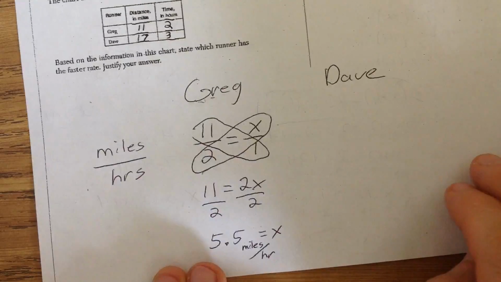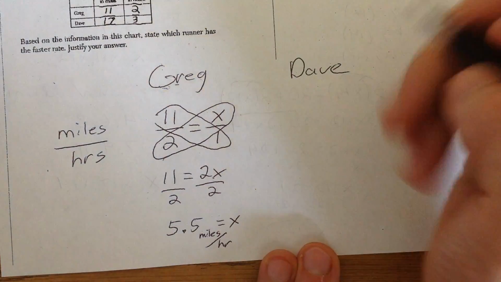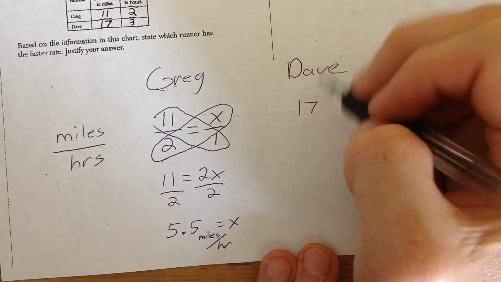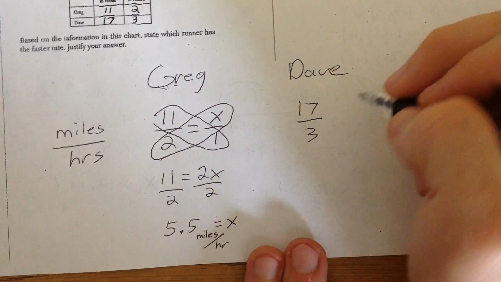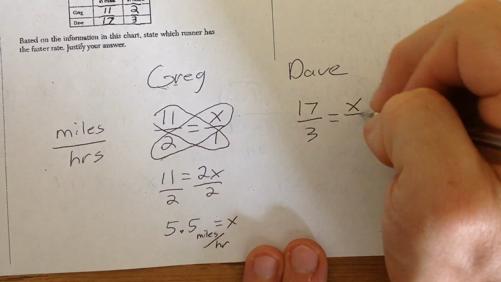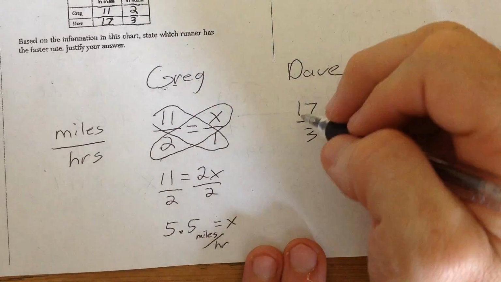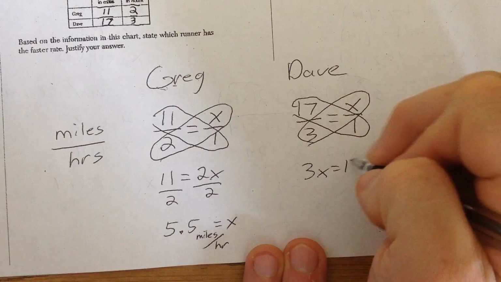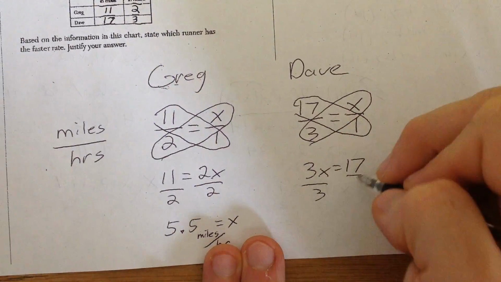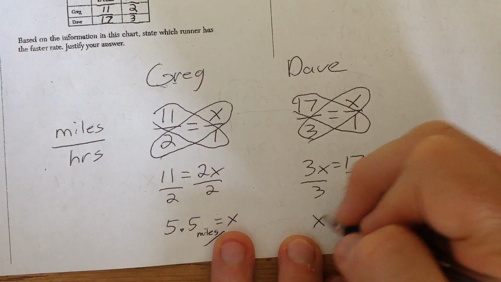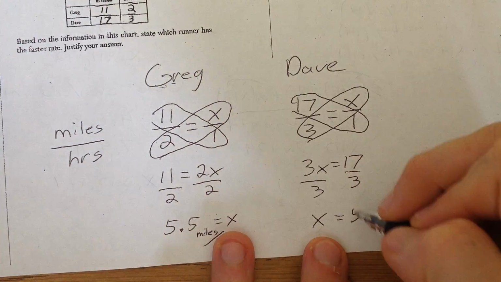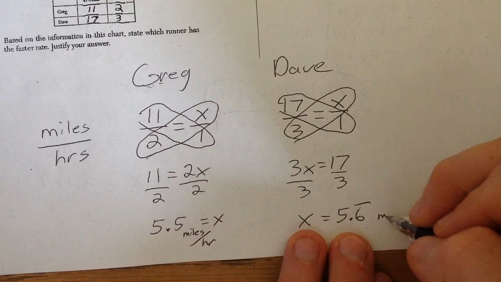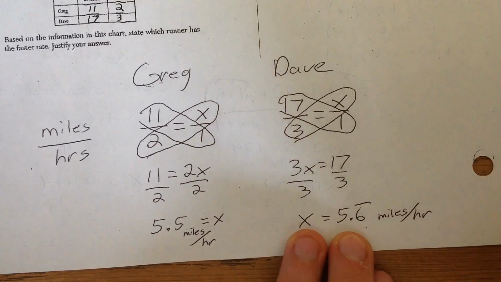All right, now let's do the same thing for Dave and see who's faster. All right, so here we've got 17 miles. Dave traveled 17 miles in 3 hours. So let's see how far he travels in just 1 hour. All right, so again, we'll cross multiply. We'll get 3x equals 17. We'll divide both sides by 3. And we end up with x equals 5.6 repeating. And again, that's miles per hour.